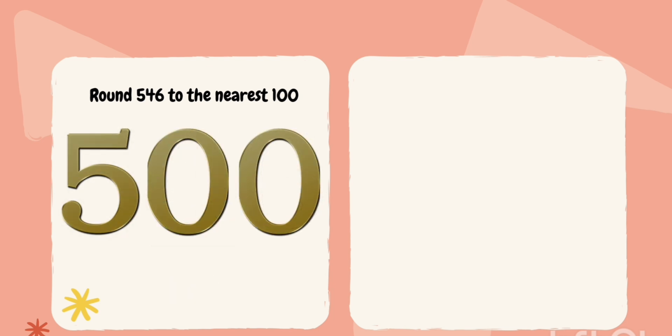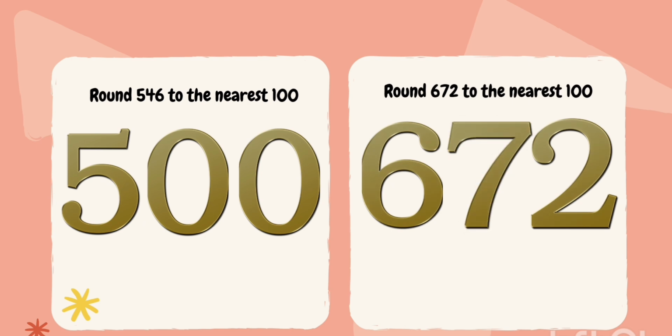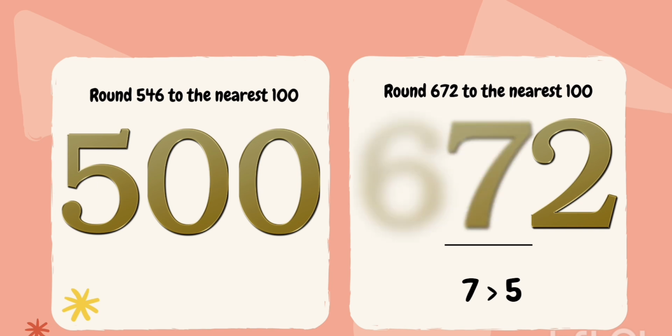One more example. Round 672 to the nearest 100. Here the tens digit is 7. Since 7 is greater than 5, round it up to the nearest 100. We need to add 1 to the 100 digit and change the ones and tens digits to 0. So 672 is rounded to 700.